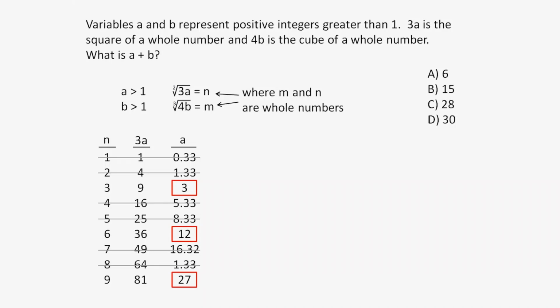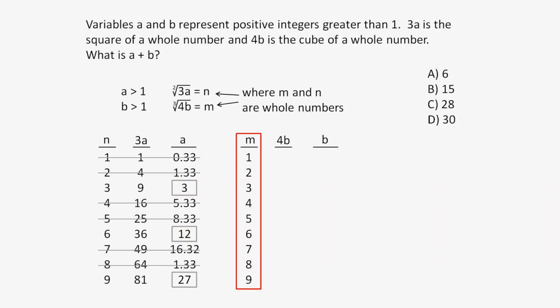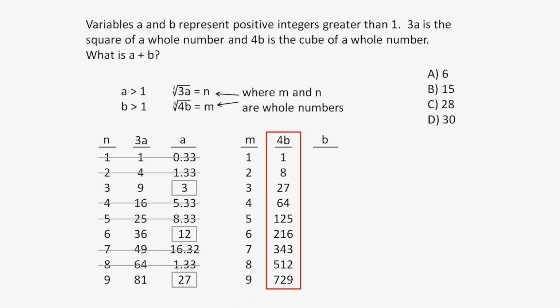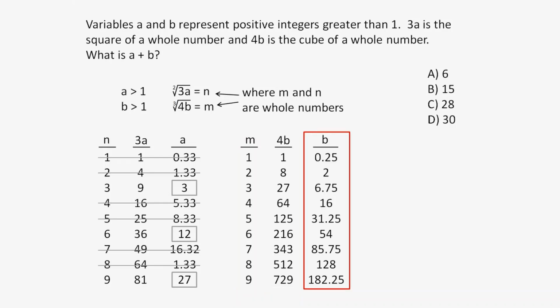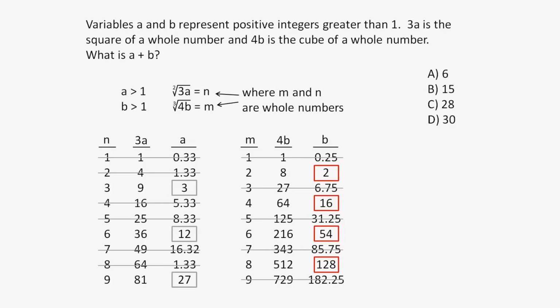We'll perform a similar analysis to find some values for b, beginning with listing out values of m from 1 to 9. Next, we'll cube these values of m to get the values of 4b. And finally, we'll divide by 4 to get the values of b. As before, we can rule out any non-integers in the b column, which leaves us with b possibly being 2, 16, 54, or 128, or some larger value.